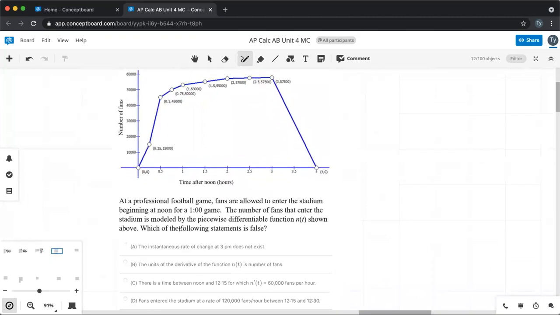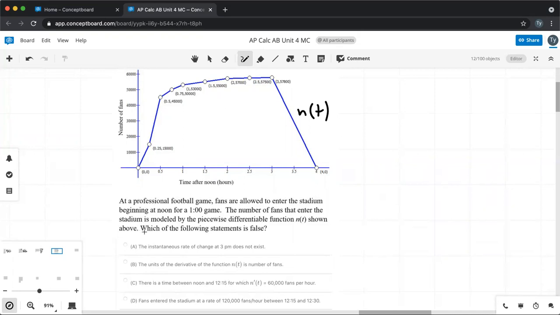At a professional football game, fans are allowed to enter the stadium beginning at noon for a 1 o'clock game. The number of fans that enter the stadium is modeled by the piecewise differentiable function n of t shown above. So this is n of t. Which of the following statements is false? So let's just go through one by one and see which one's false.